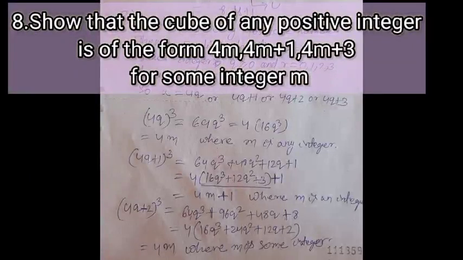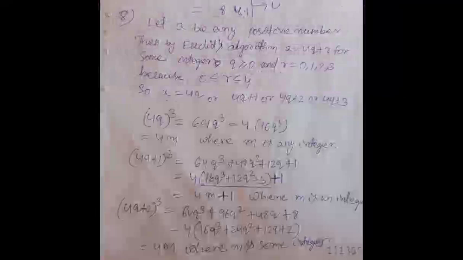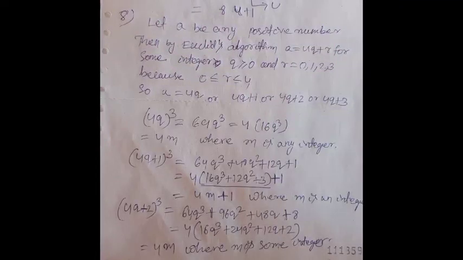Now question number 8. Show that the cube of any positive integer is of the form 4m, 4m plus 1 or 4m plus 3 for some integer m. Let a be any positive integer, then by Euclid's algorithm a is equal to 4q plus r for some integer q greater than or equal to 0, r is equal to 0, 1, 2, 3, because 0 is less than or equal to r less than 4. So a is equal to 4q or 4q plus 1 or 4q plus 2 or 4q plus 3.